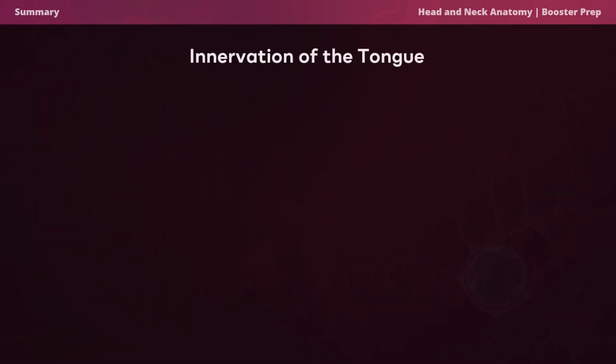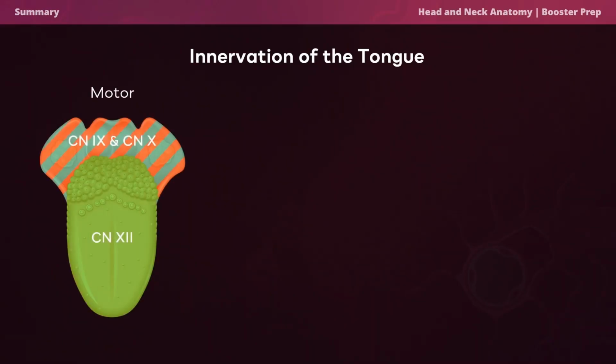So here is an overview of the taste and somatic sensation innervation of the tongue summarized in one figure. For the motor innervation of the tongue, it makes a lot of sense that the glossopharyngeal and vagus nerves control the muscles behind the tongue, where the hypoglossal nerve controls the motor movements of the entire tongue. Next, we're going to talk about taste and sensation.